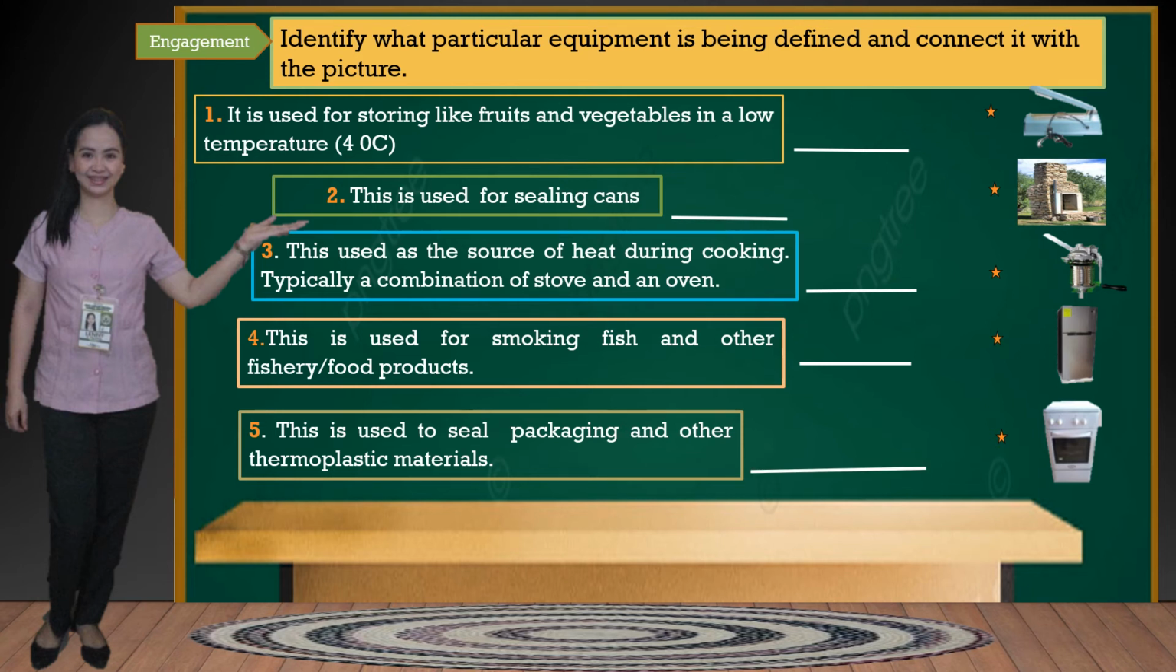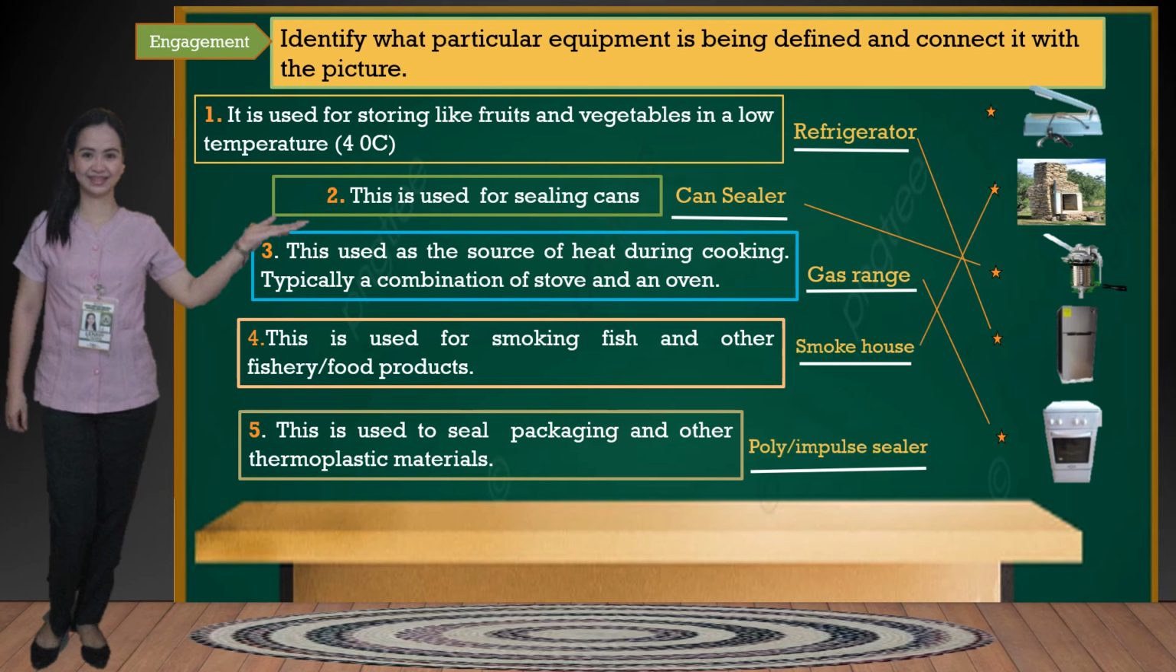Now, let's see if you're correct. Let's find the answer. In number 1, you're going to use the equipment refrigerator. Number 2, you're going to use the can sealer. In number 3, it is a gas range. Number 4, it is a smokehouse. And in number 5, it is a poly or impulse sealer. You are good at it.